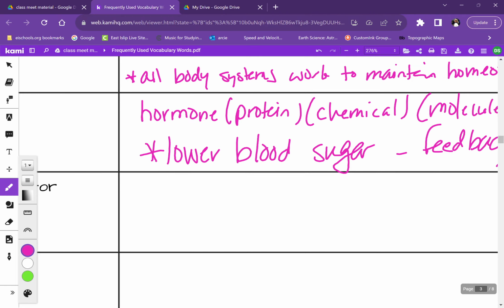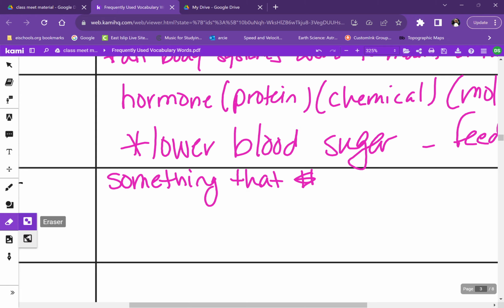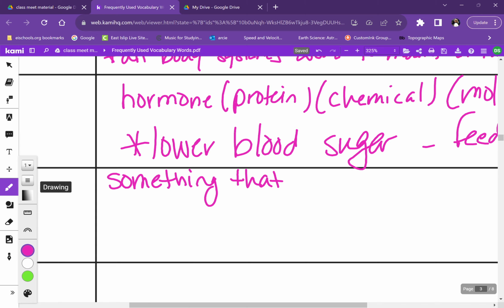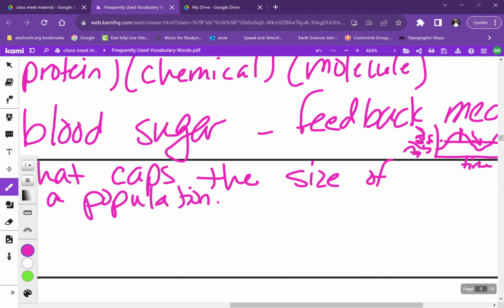All right, next thing is a limiting factor. To limit something is to stop, and a factor is something in the environment that can make this happen. So we're going to say something that caps the size of a population. What could cap the size of a population?